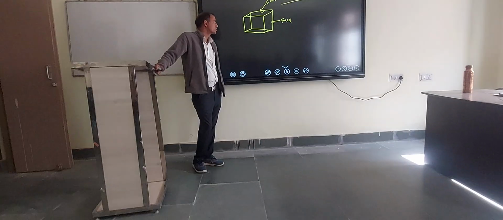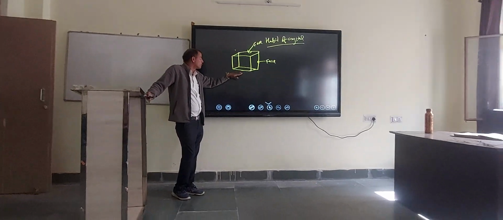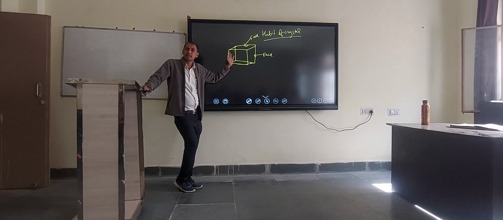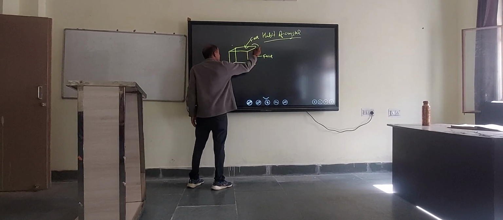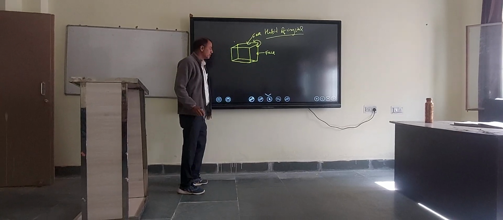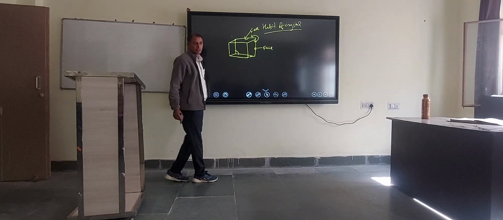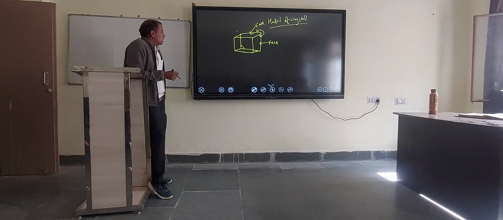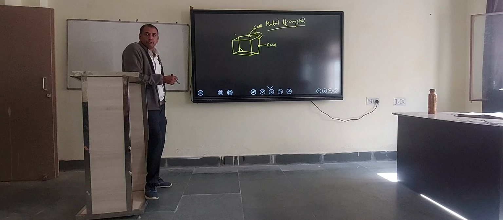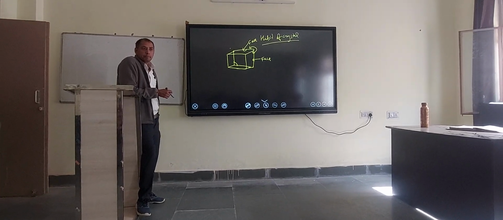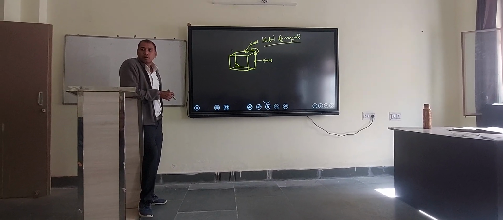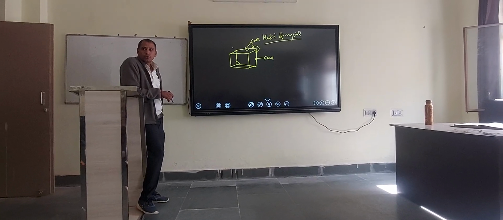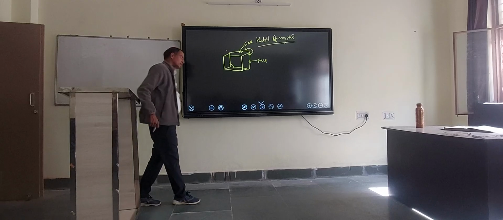This one is the upper face, lower face, and side faces. Total six faces are there. The angle between two faces is called the interfacial angle. It is important that the interfacial angle of any crystal is the same. It is called the law of constancy of interfacial angle. It is an important character of any crystalline solid.